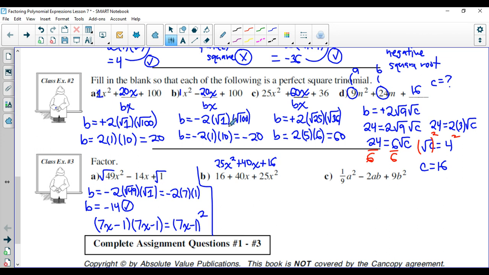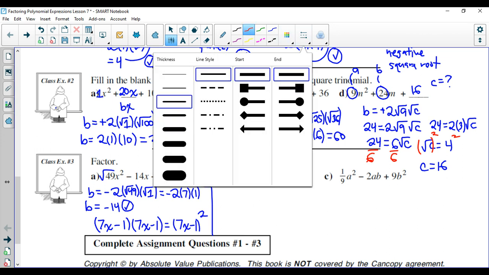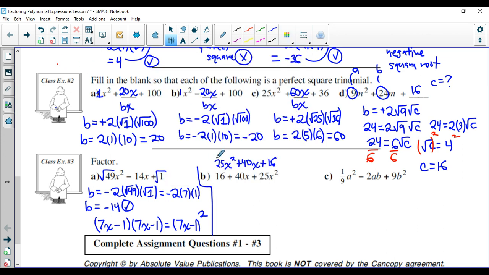Okay, and let's quickly do our tests here. So my test would be, are the first and last terms perfect squares? Okay, the square root of 25 is 5, yes. The square root of the last term is 4, so that works.